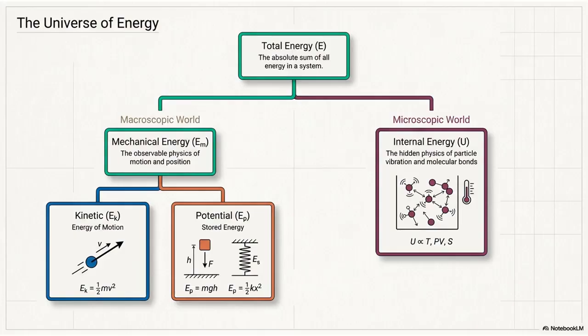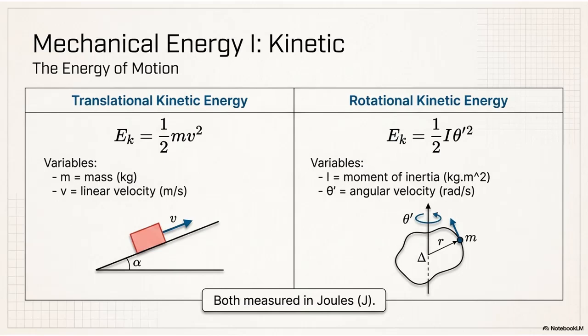Concept 1: Macroscopic mechanical energy, EM. First, let's look at energy. We can see that at the macroscopic level, mechanical energy is divided into two main types, kinetic and potential. Kinetic energy is the energy of motion. If an object is sliding, it possesses translational kinetic energy calculated as Ek equals half mv squared.